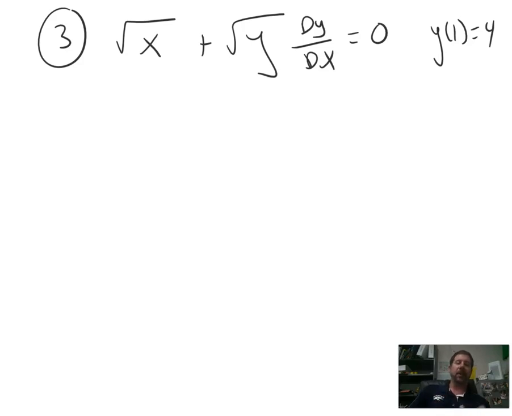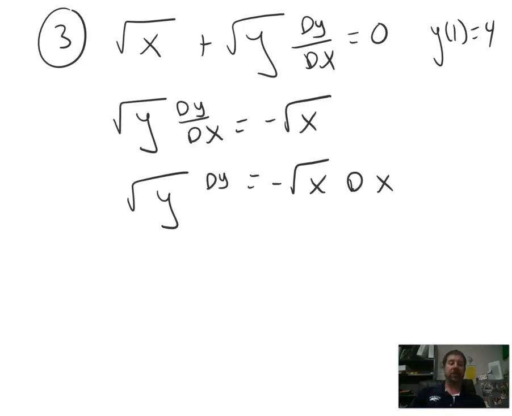All right, number 3, last one here. We want to, again, separate variables to solve this initial value problem. We're given our differential equation, and we're given the initial value. We're going to start out by separating our variables, getting y's on one side and x's on the other. So I would subtract root x from both sides, and then multiply both sides by dx. Now I have just y's on the left-hand side and x's on the right-hand side. Now we're ready to integrate both sides.